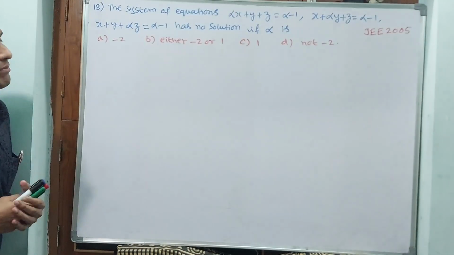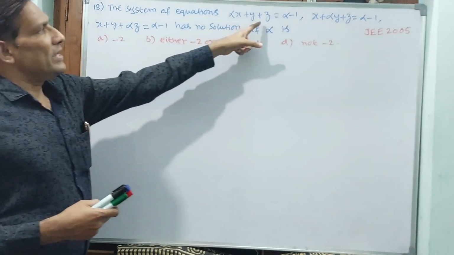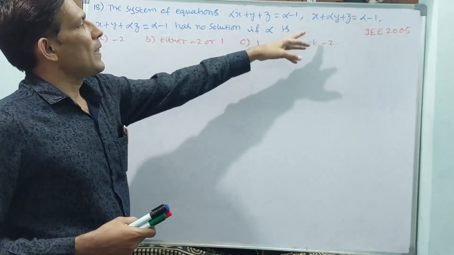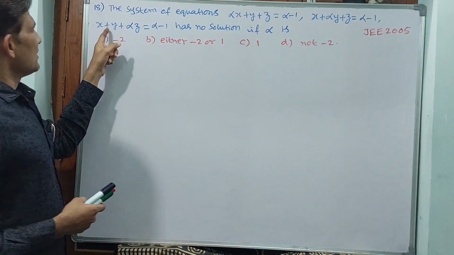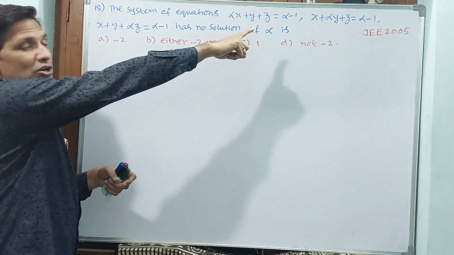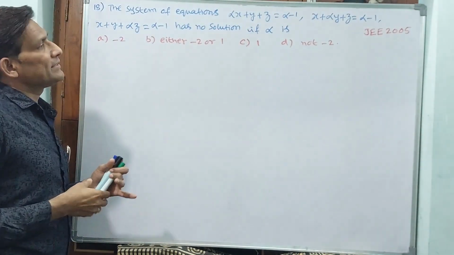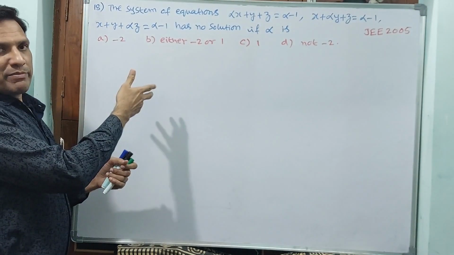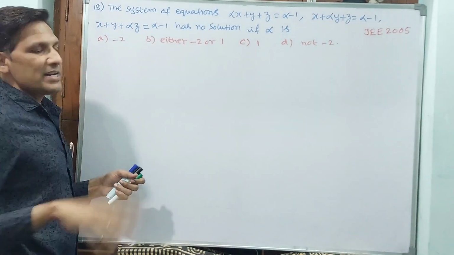Okay, see question number 18. The system of equations: alpha x plus y plus z is equal to alpha minus 1, x plus alpha y plus z is equal to alpha minus 1, x plus y plus alpha z is equal to alpha minus 1. If you observe carefully, the constant matrix is alpha minus 1, alpha minus 1, alpha minus 1. The variable matrix is x, y, z.